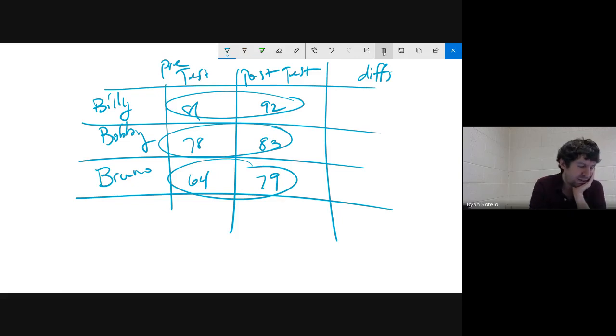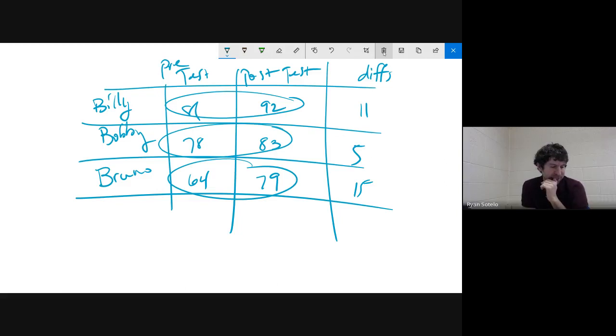So here we have a difference of 11, from later test minus the earlier test. I think 5, if I'm doing this right. Then, what is it, 15? So, I think that's right. No, that's, let's see, 6 to get to 70, then 9. Yeah, okay, 15. So those are my differences.